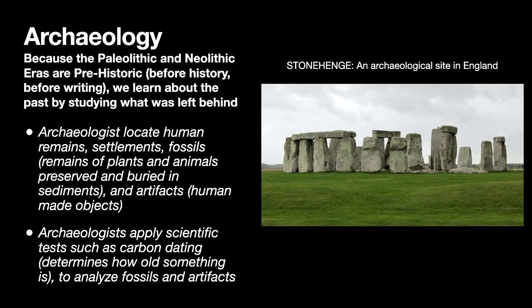Archaeology is one of the parts of this unit that most people understand pretty well. Archaeologists study the past. They locate human remains, settlements, fossils, and artifacts. Remember that artifacts are human-made objects. Also, they apply carbon dating. Again, dating. They're dating something. They're finding out how old it is. So they analyze these artifacts and they learn about the past, and that's how we understand what the past was like.